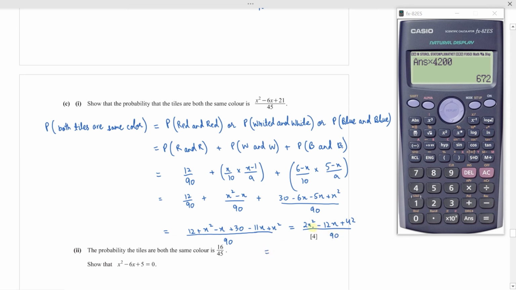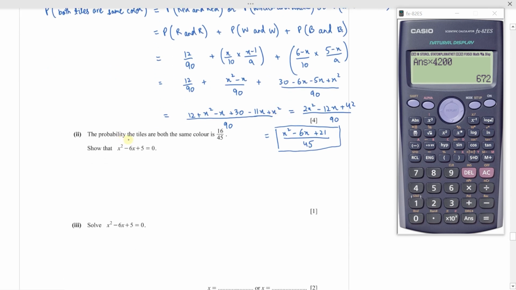So I can divide both the numerator and the denominator by 2. So this will be x squared minus 6x plus 21, and 90 divided by 2 will be 45. So this here is the same expression that is given in the question that we need to show, x squared minus 6x plus 21 over 45.